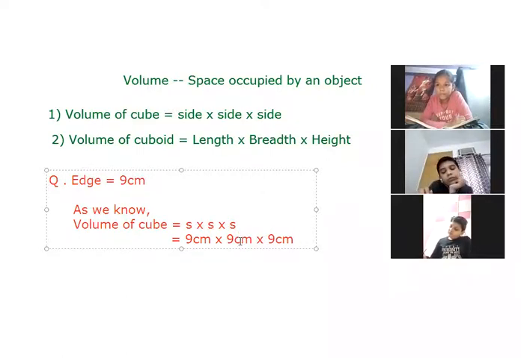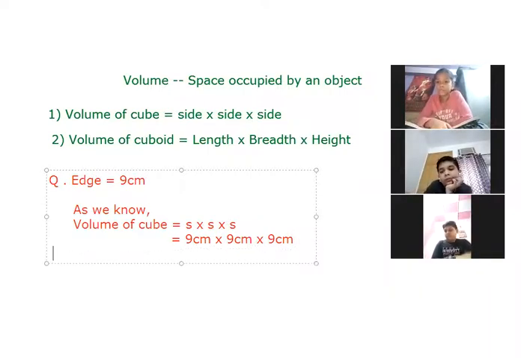So when we multiply 9 by 9 by 9, what will be our answer? Can you tell me? Not 89. When you multiply, you will check that your answer will be 729. Okay, you are going to check it yourself.